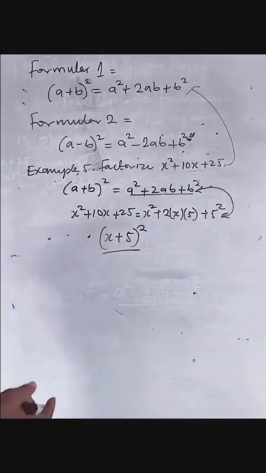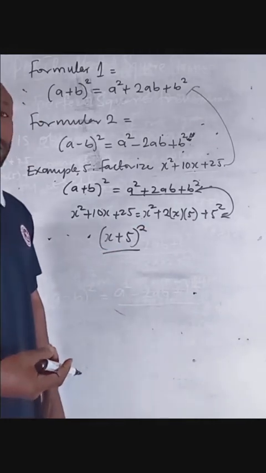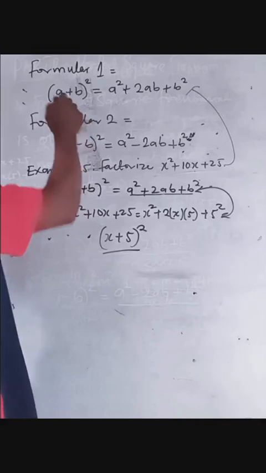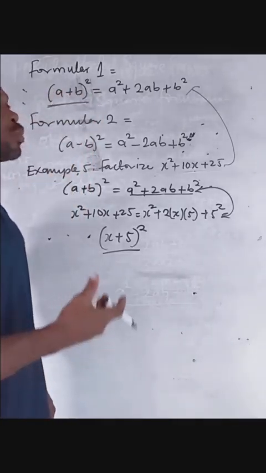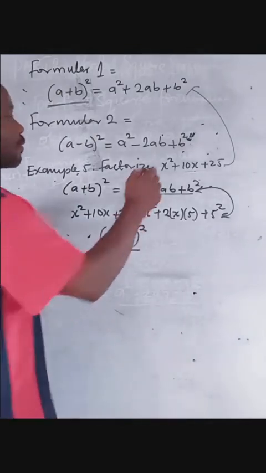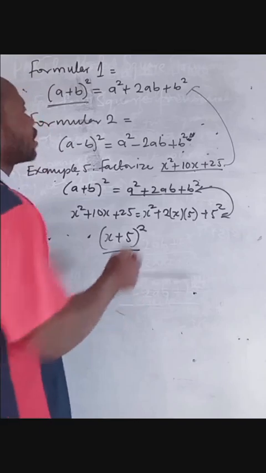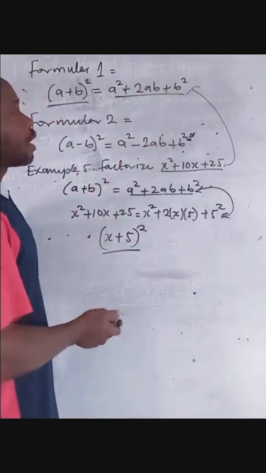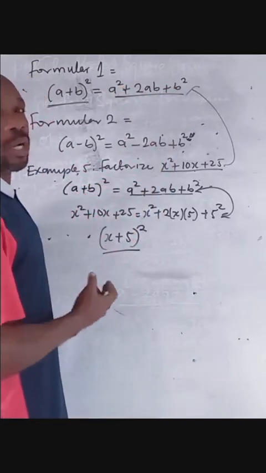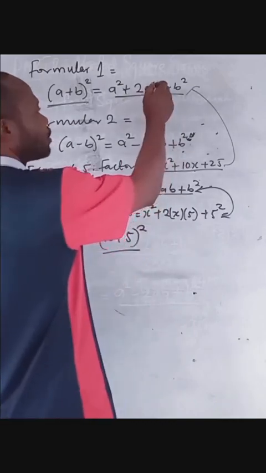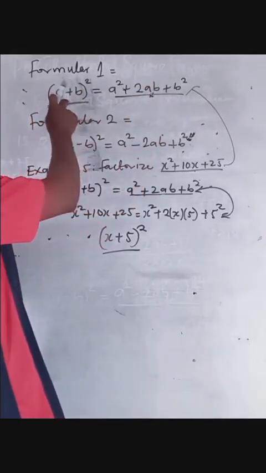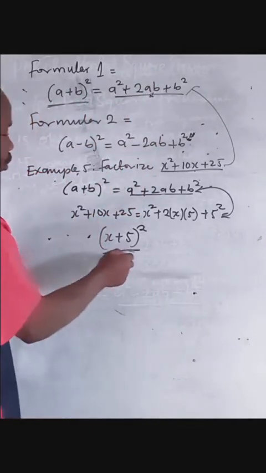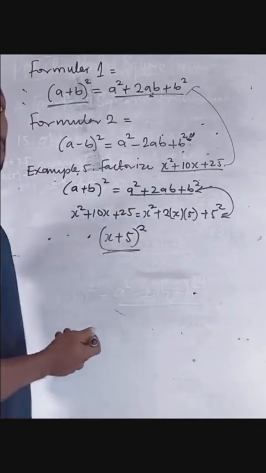Look at it closely. So what did I do? The solution is already here. This is the solution. So I just have to check if the algebraic expression is similar to this one. Now, because it is similar, therefore the solution is the same. So the solution is going to be x plus 5 raised to the power 2.